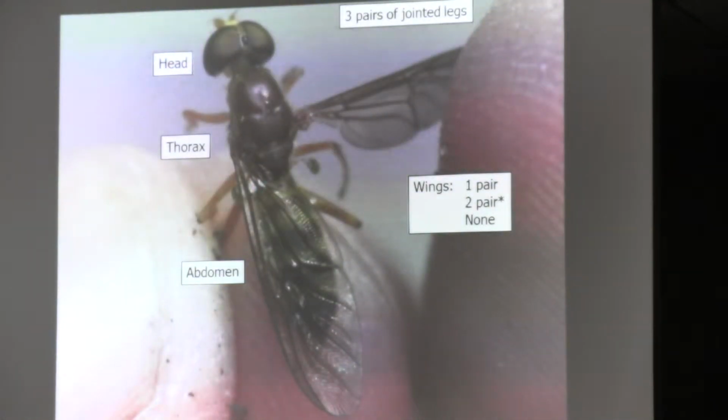And then there's some basic parts that each insect has, regardless of what type of insect. All insects are going to have a head. They're all going to have a thorax, which is the midsection where the wings are attached and the legs are also attached. And then you also have the abdomen, the stomach, if you will. And then all insects are going to have 3 pairs of legs.